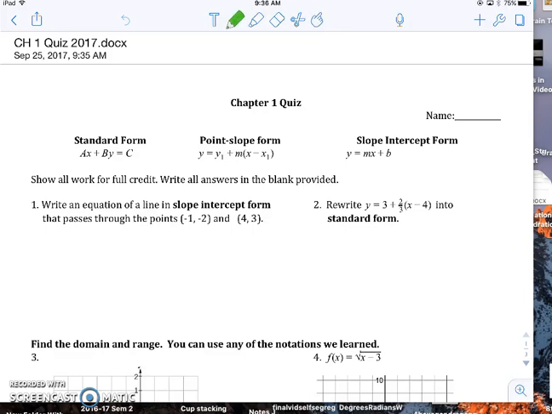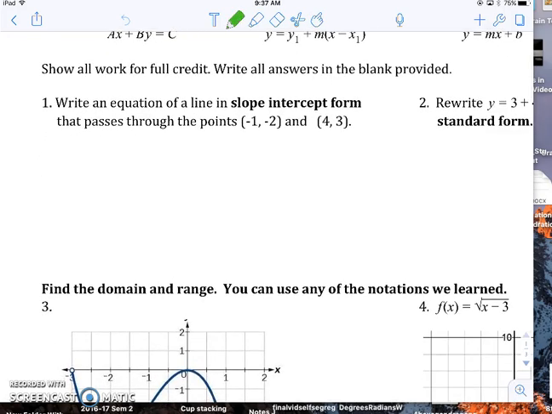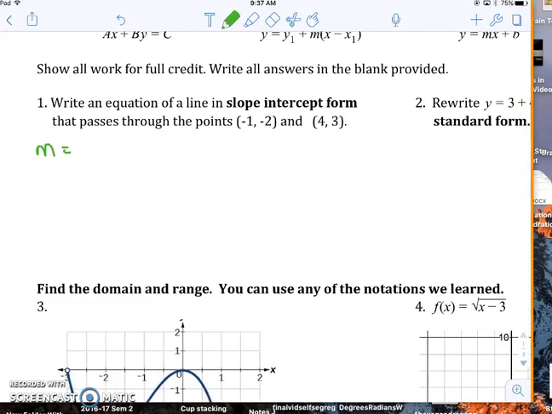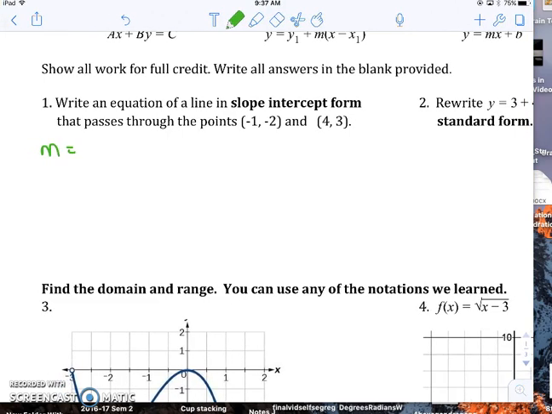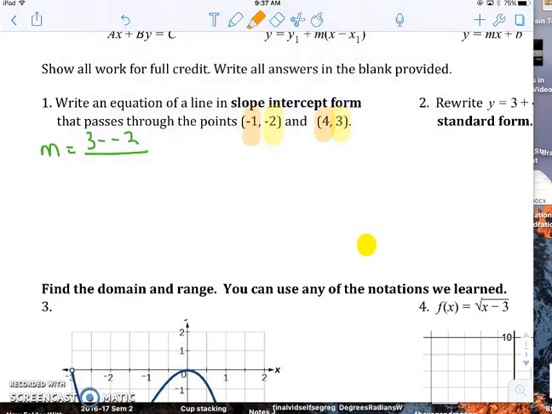Today we're going to take a look at this Chapter 1 quiz. So, write an equation in slope-intercept form that passes through the 2 points. The first thing we need to do is find our slope. So our slope equals our y values, 3 minus negative 2, over our x values, 4 minus negative 1. So 5 over 5, so our slope is 1.